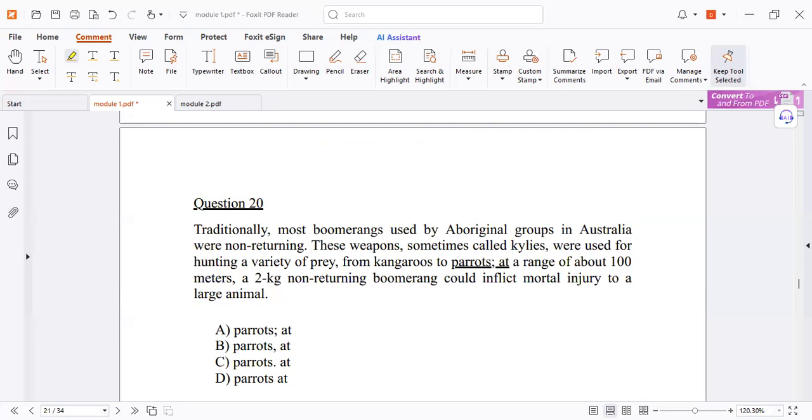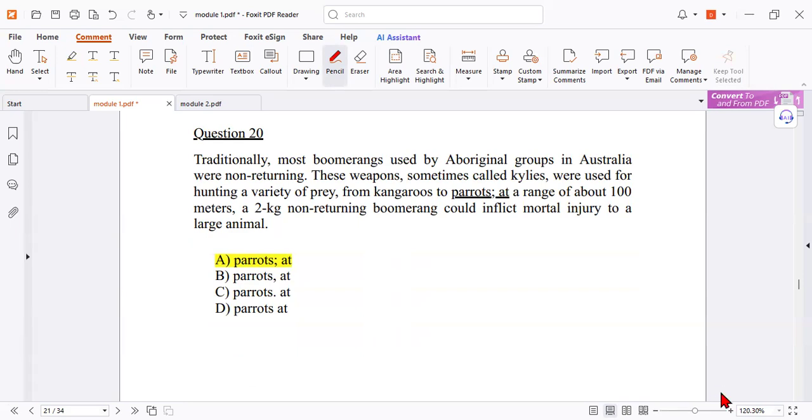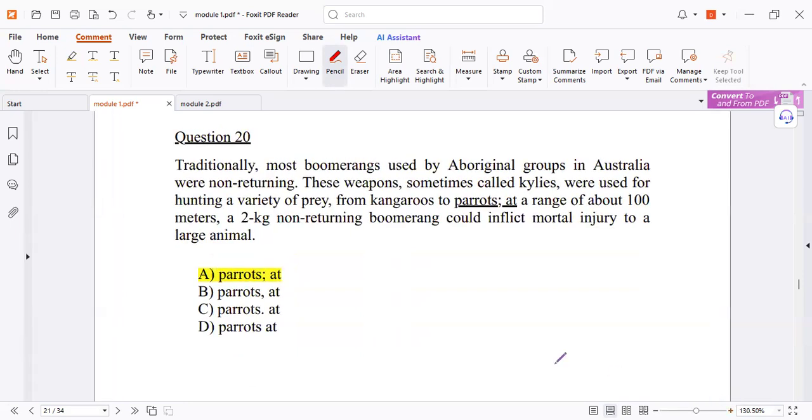For 20, I chose A. You make it letter A, it's correct. Yes, sir. But wait, why not C? Because there's a range, like an estimate, for example, about 100 meters, 2K. There is a range, so I thought it would make sense to use the colon.